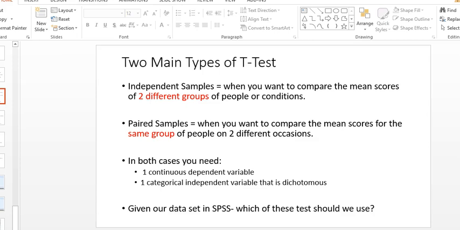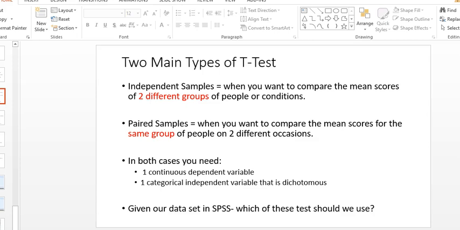In both of these examples, you are going to need one continuous dependent variable, so that score, and one categorical independent variable, so that is, in this case, dichotomous. So in the independent samples, I had the dichotomy of people who had an IEP plan in high school and people who didn't. In the paired samples, I have the dichotomy of before the prep class and after the prep class.